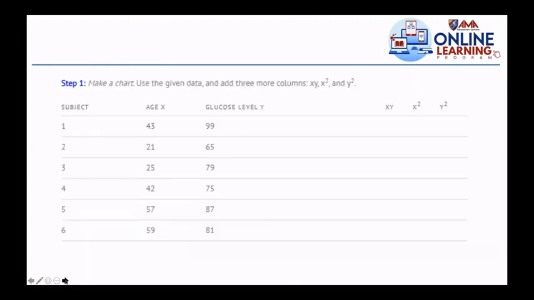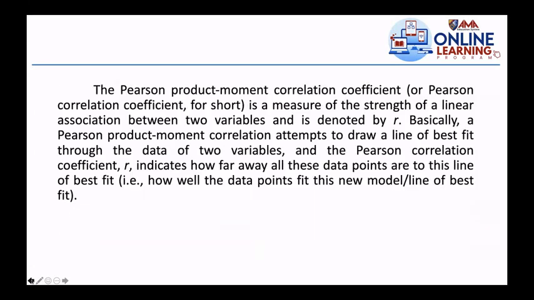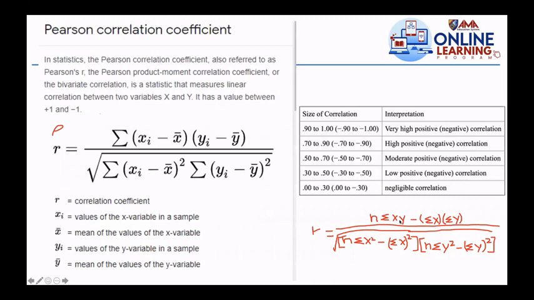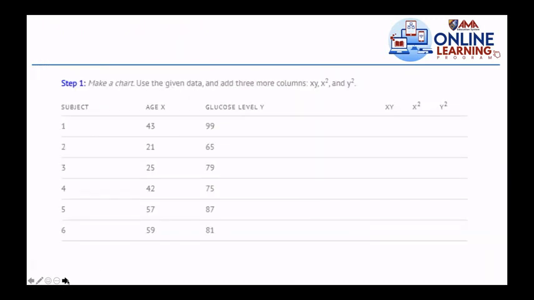Okay, so we will compute xy, x squared, and y squared. Why these three? Because in the formula we have xy, we have x squared, and we have y squared. That's why we have to compute them, so that once we compute them, we will just substitute into the formula. Okay, so that's the objective.